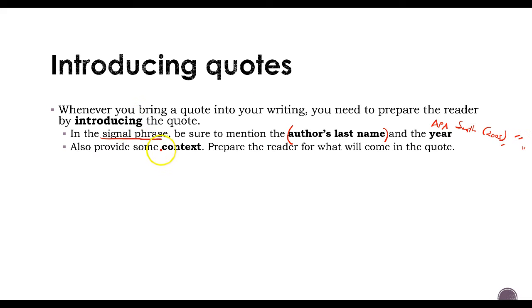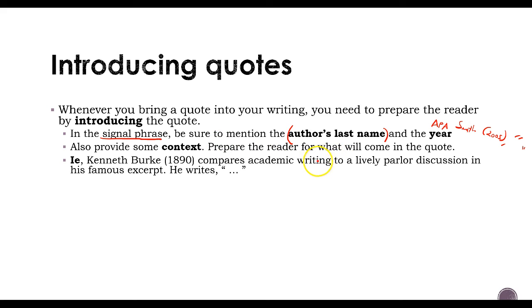In introducing, it's always a good idea to give context too. So you wouldn't just want to say, according to Smith 2005, quote. You want to tell the reader, what are we going to see in the quote? So here's an example of a signal phrase introducing a quote with a little bit of context. And this was from our discussion on academic writing. Remember, we read that piece on Kenneth Burke's Parlor.